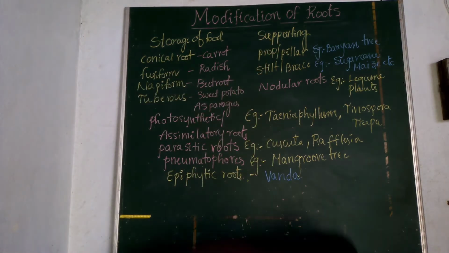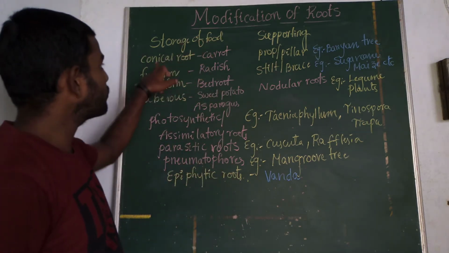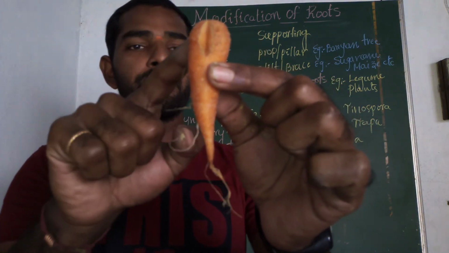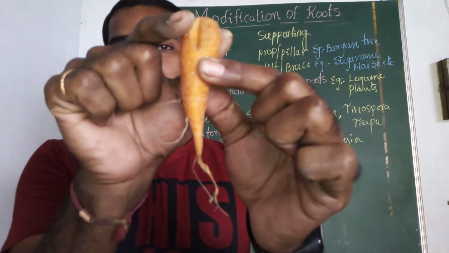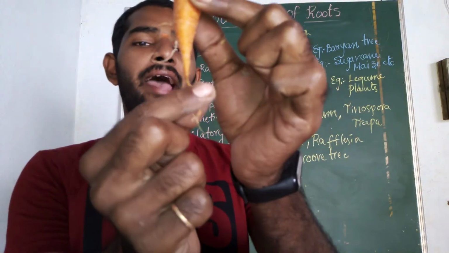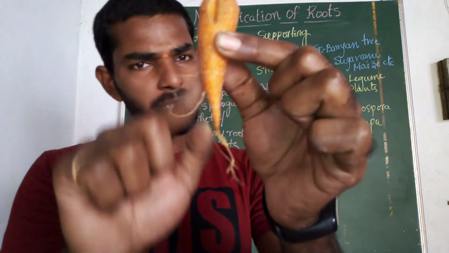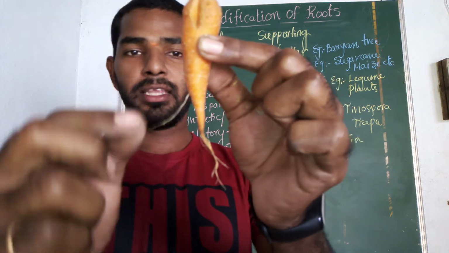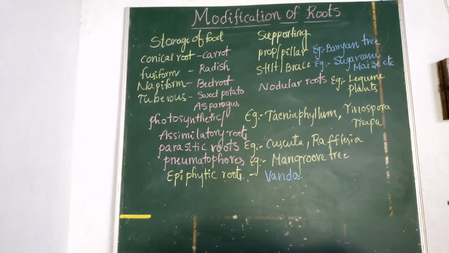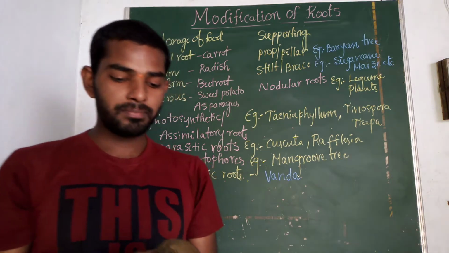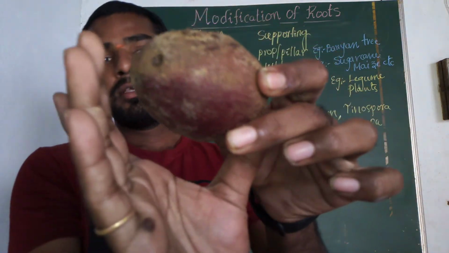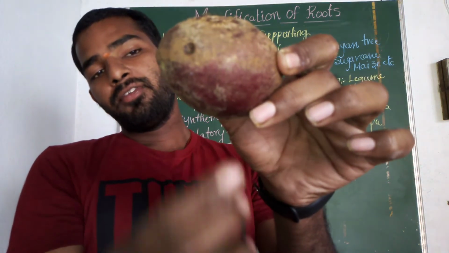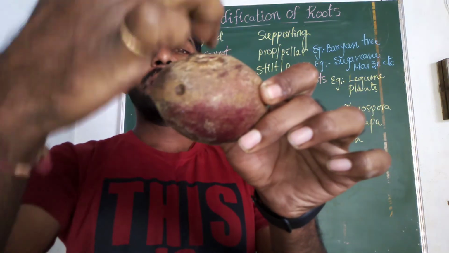I will show them now. As I said, the first one is storage of food. Conical root, example, carrot. If you see the carrot, the taproot is modified to reserve the food material. The upper part is swollen and the lower part is narrow, and it has very thin lateral roots. This is also a root. What you are eating in our diet is a root. And next one is napiform, beetroot. This forms a circular or disc-like structure. It's swollen and becomes narrow at the bottom, and the plant grows upward.